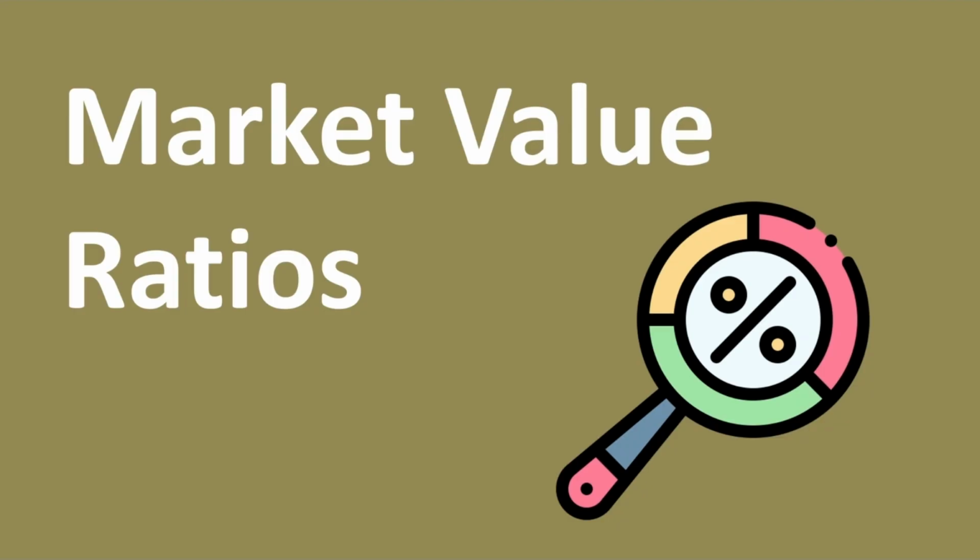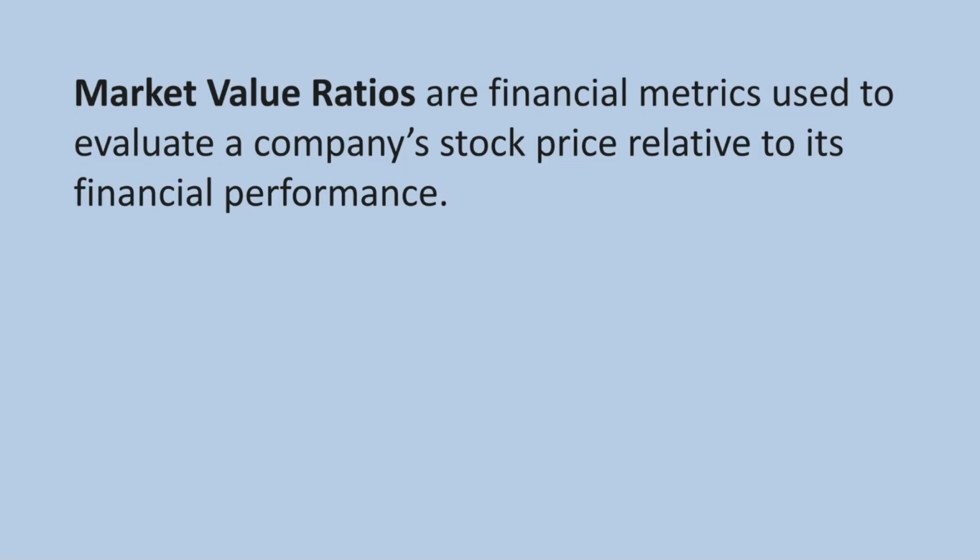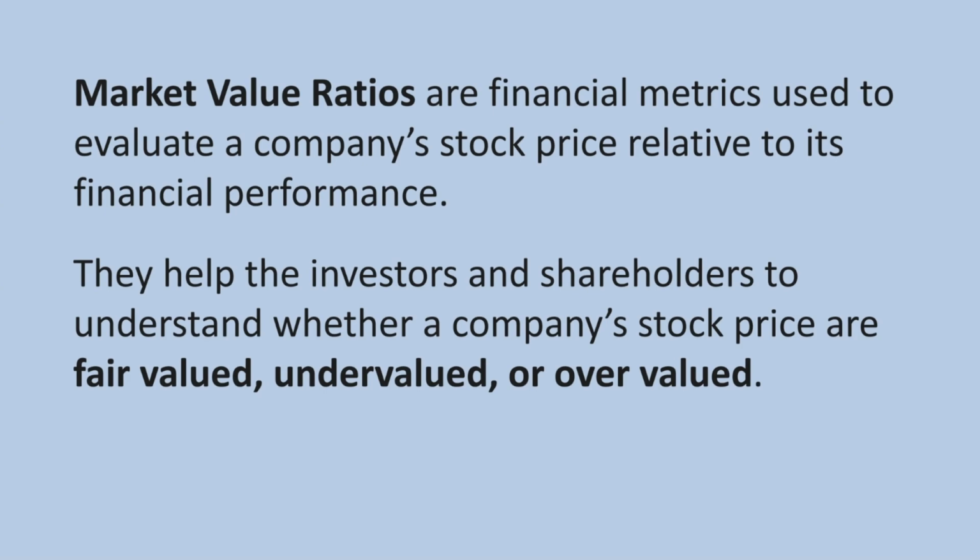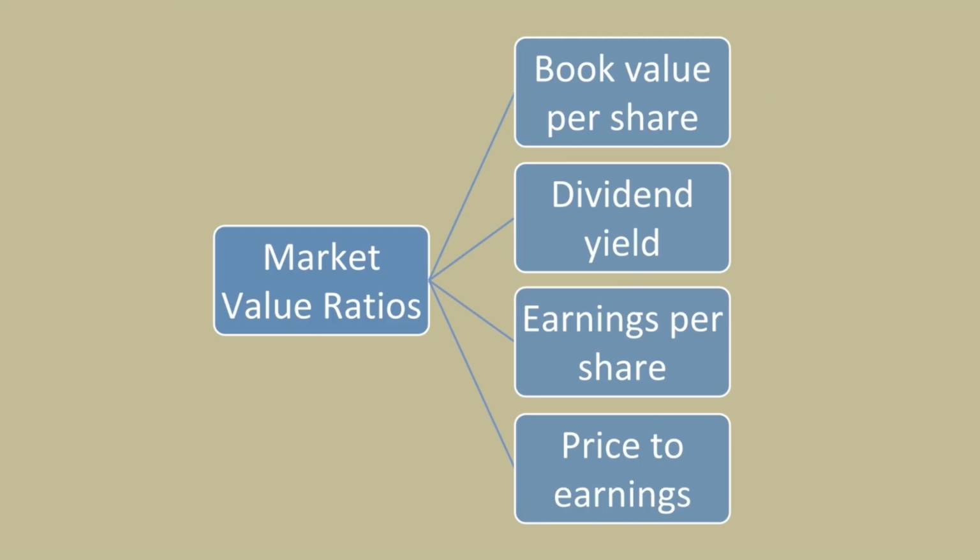The last one is market value ratios. Market value ratios are financial metrics used to evaluate a company's stock price relative to its financial performance. They help investors and shareholders understand whether a company's stock price is fairly valued, undervalued, or overvalued. There are 4 main financial ratios under market value ratios: book value per share, dividend yield, earnings per share, and price to earnings.